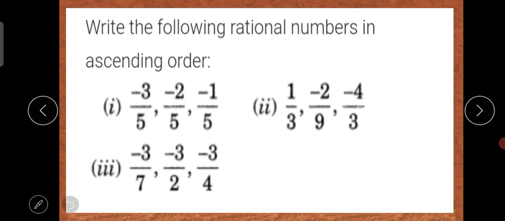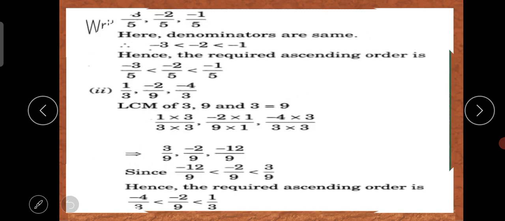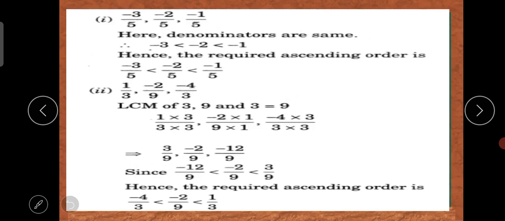Next question: write the following rational numbers in ascending order. So the first one has 5 in the denominator: minus 3 upon 5, minus 2 upon 5, minus 1 upon 5. But in the second and third questions we find a difference in the denominators. So let's see how to do it. The first question is already easy because the denominators are the same. So we have to compare only minus 3, minus 2 and minus 1.